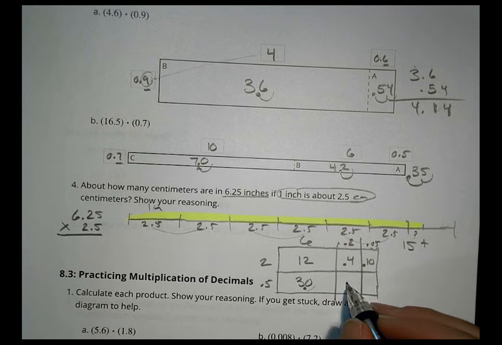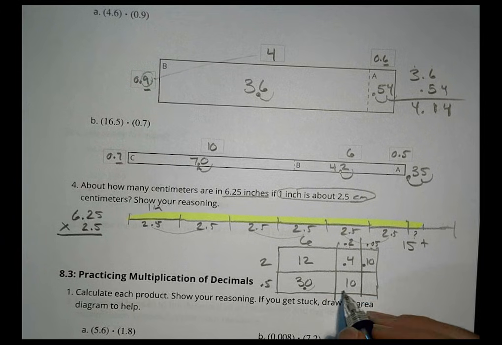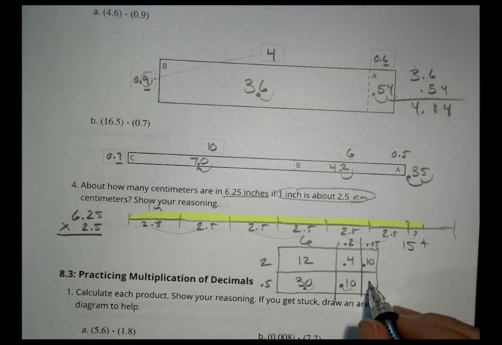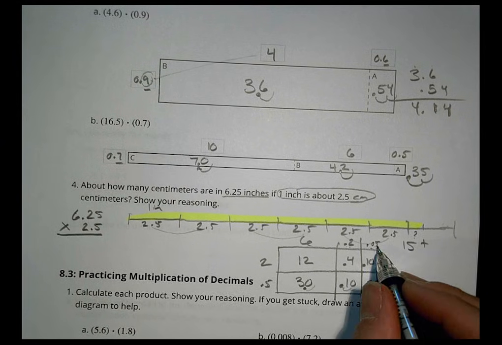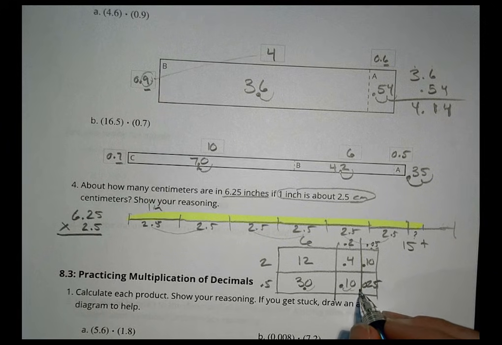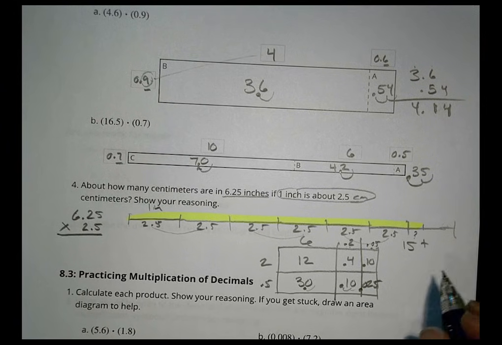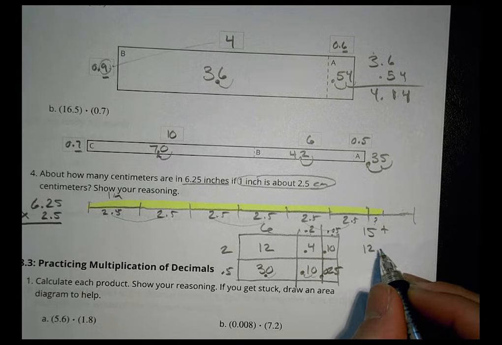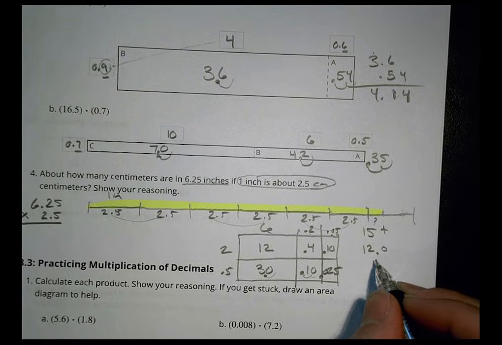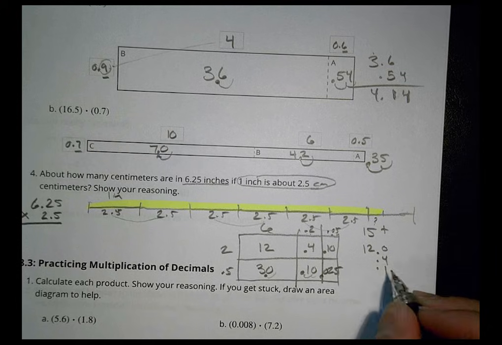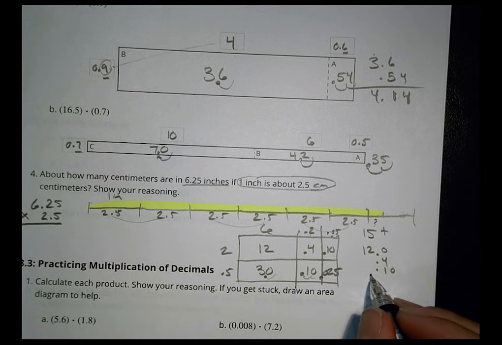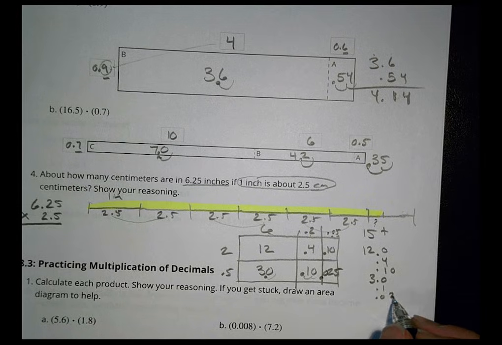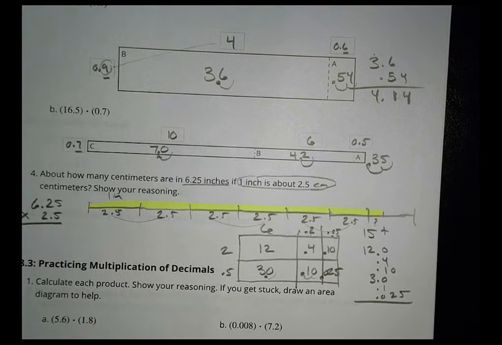2 times 5 is 10, and again 2 behind the decimal, so 0.1. And then 5 times 5 is 25. In this case we have 1, 2, 3 behind the decimal, so we're going to do 0.025. And if we were to add all that craziness up, we would have 12 and 0.0. We have a 0.4, a 0.10. We have a 3.0. We have another 0.1 and a 0.025. A whole lot of numbers there.